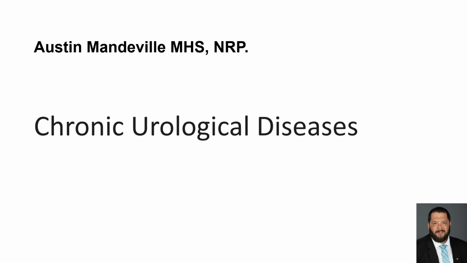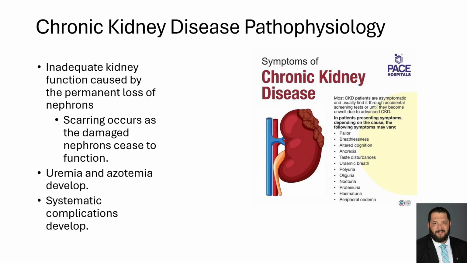Welcome back, everyone. We're going to continue our discussion of GU emergencies by taking a look at chronic urologic diseases. The most prevalent chronic urologic disease that we're going to encounter within EMS is going to be chronic kidney disease. This is where inadequate kidney function is caused by a permanent loss of nephrons, and scarring occurs in the damaged nephrons, causing them to cease their function.